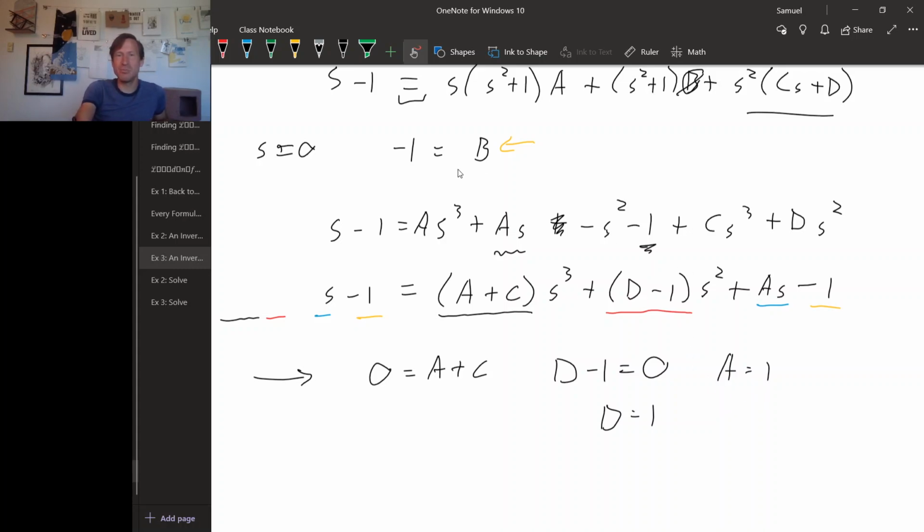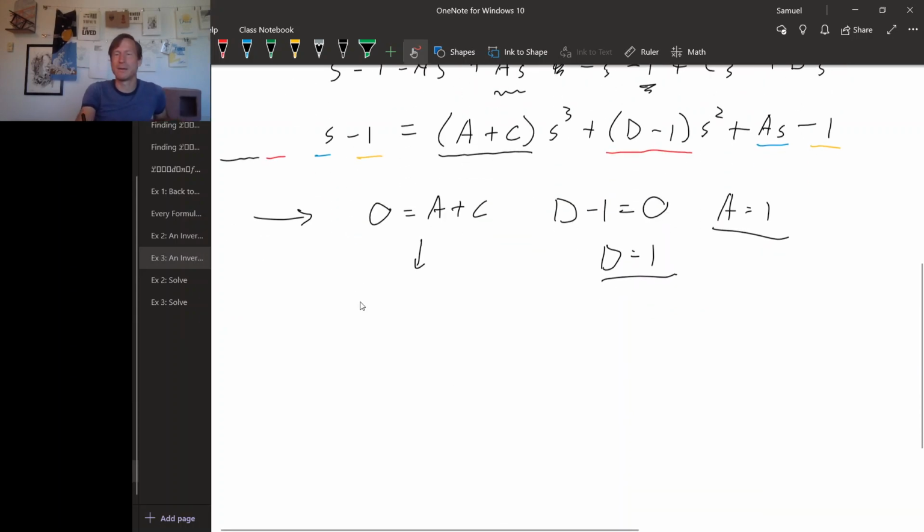So we already knew b is minus 1. Now we know a is 1. We know d, which is also 1. And then this last equation, we can use this to find c. So 0 is a, which is 1, plus c, so c is minus 1. So a is 1, c is minus 1, d is 1, b was also minus 1.